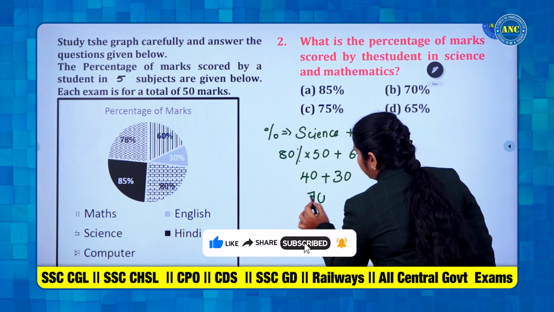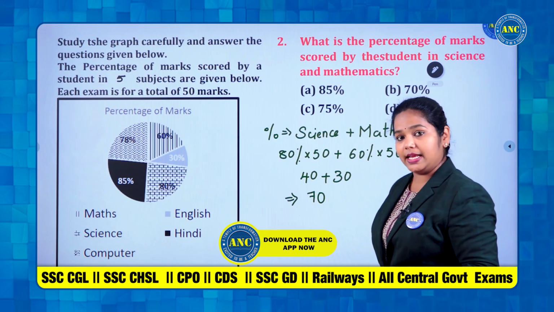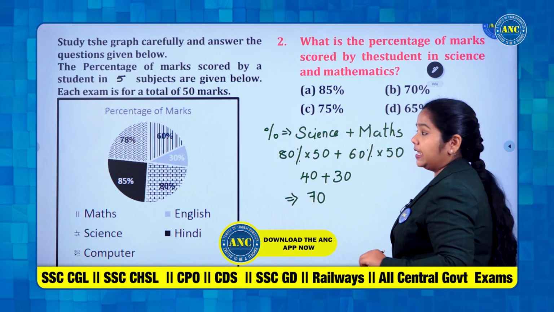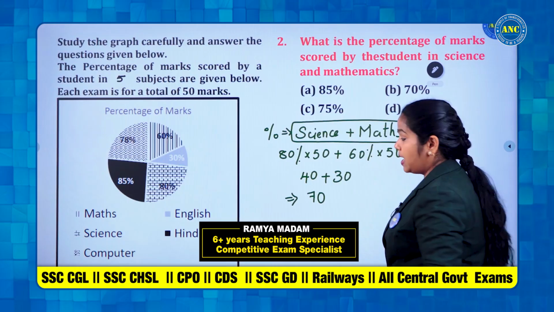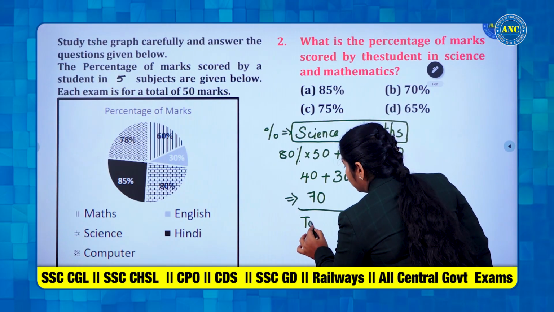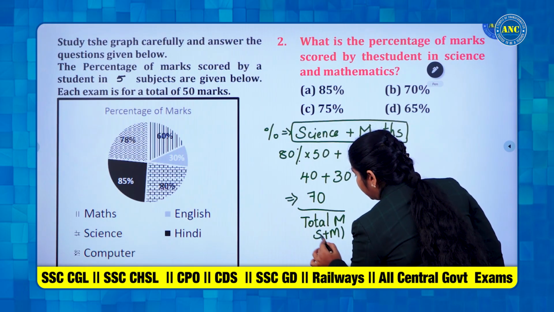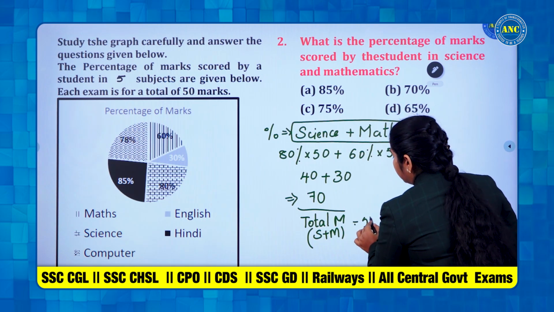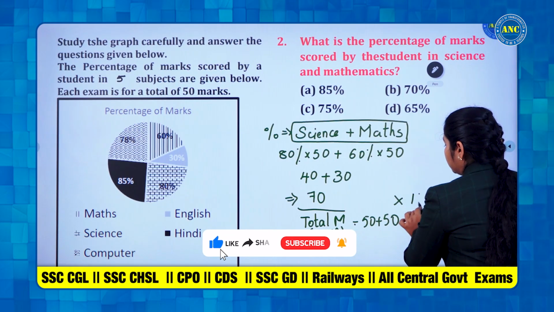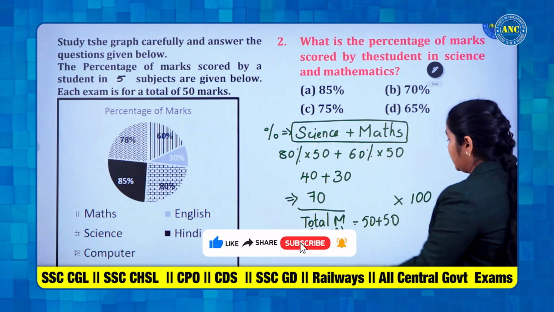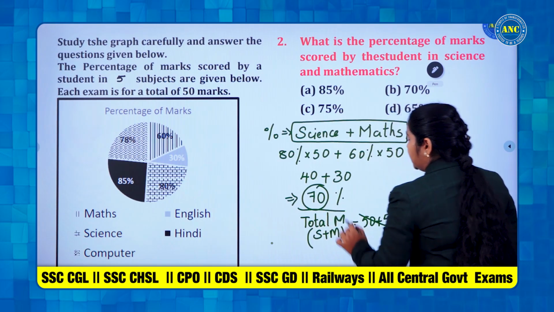Yes, we get 70. And this will be 70%. Why is this 70%? How do we take percentages? Total marks obtained by the students in both the subjects by total marks of both the subjects. Total marks of both the subjects is 50 plus 50, 100, right? 50 plus 50, 100 into 100. You are getting my point? This and this will always get cancelled. So, it will be 70%.